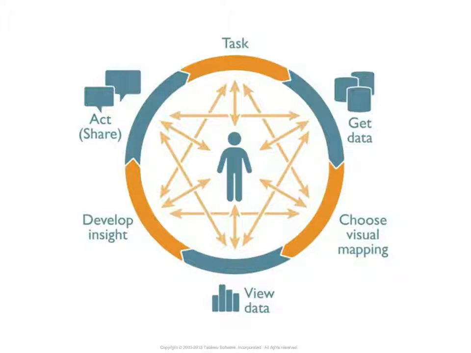You'll go back to choosing a different visual mapping to look at. Sometimes when you look at the view, you realize you don't actually have the right data, so you need to go get additional data. So you might backtrack to that step. Sometimes you realize that you didn't have the right task to start with, so you might change your task.